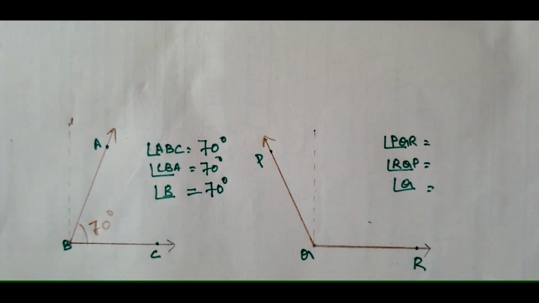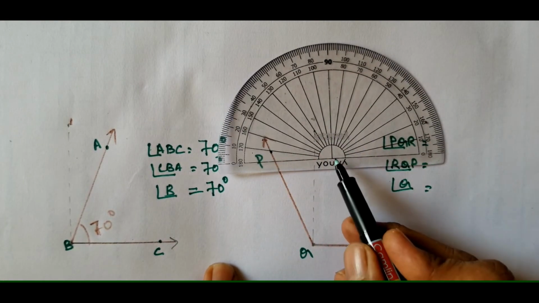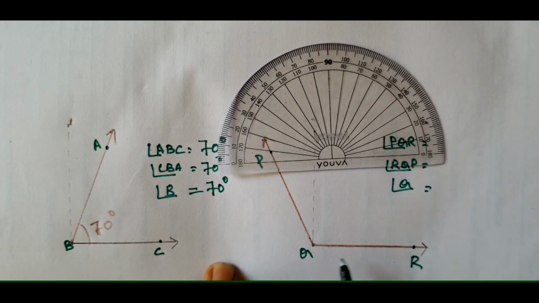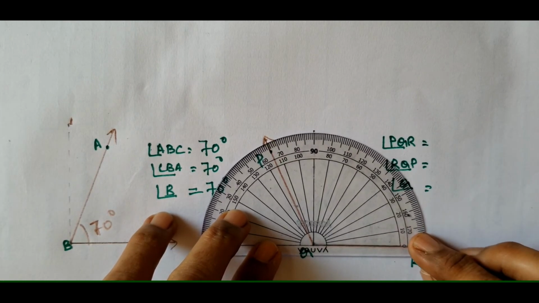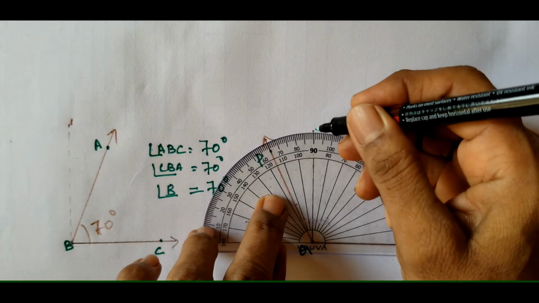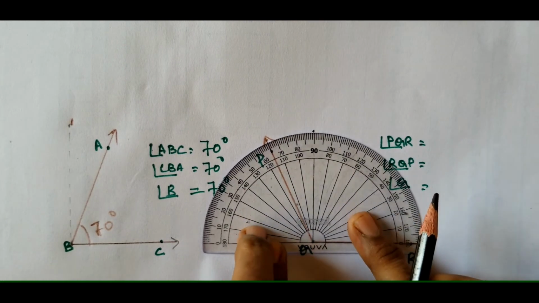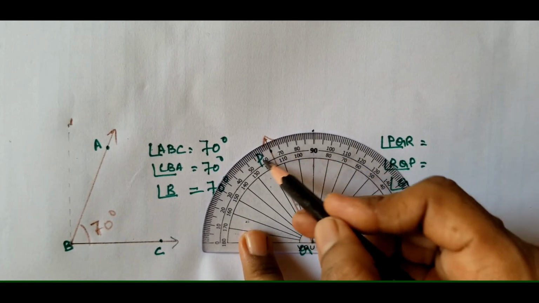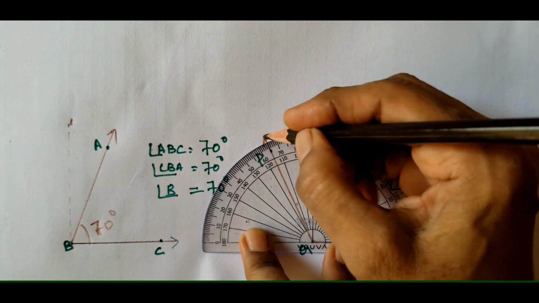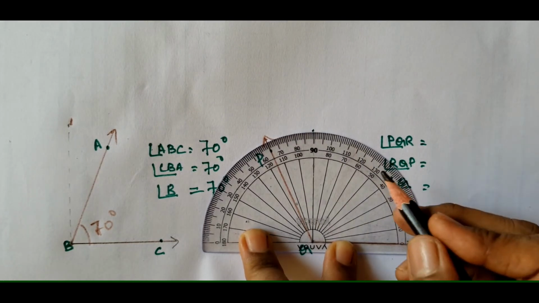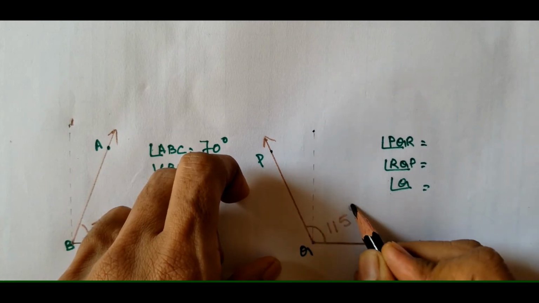Now let us measure the second angle. This is the baseline, this is your center, this center should come here and this baseline should coincide with this line. Like this. Center, my line coincides now. Now this is my 90 degrees. My line is on my left side. It is more than 90 degrees. So again I am going to see the number in my inside circle. It comes between 110 and 120. It is at 115. So this angle is equal to 115 degrees.